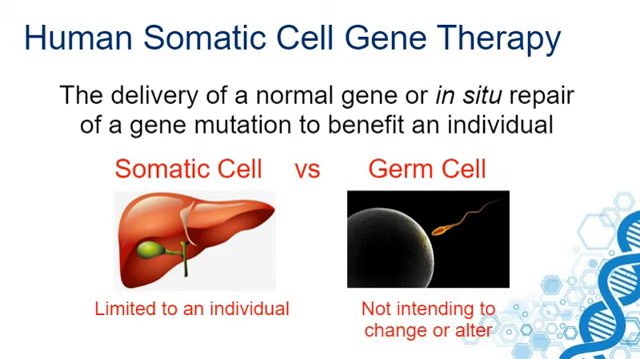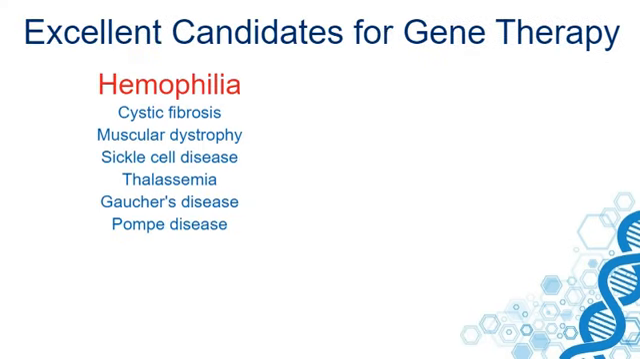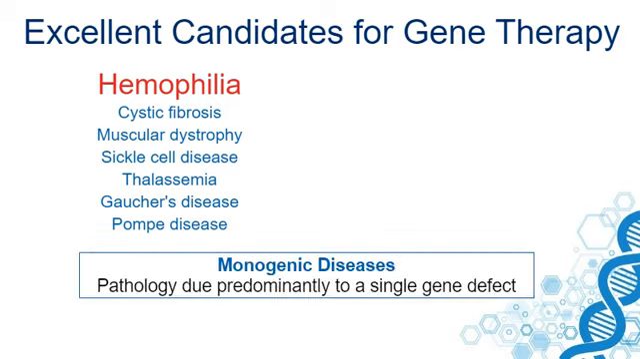On this slide here, you see a list of diseases which have always been very good candidates for gene therapy. They're monogenic diseases. That is, the clinical phenotype is due predominantly to single gene defects, and you can see that hemophilia is listed on this slide.